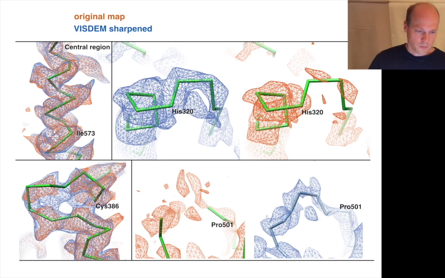If you look at some of the details in the maps, the VISDEM sharpening typically gives you better defined density maps, better connectivity, like here in this loop region, for example. The original map doesn't show it. This is the best B-factor sharpened map, and this is the VISDEM sharpened map, which gives you better connectivity. Also in this case, there is missing density in the orange B-factor sharpened map. This doesn't look very good, so you cannot really build an atomic model there. With the VISDEM sharpened density map, you can trace the backbone much better.